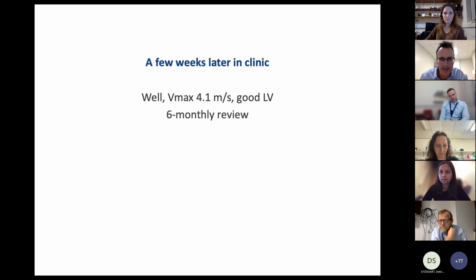And then a few weeks later, she was well in clinic. Peak velocity, just as she's lost some of that increased cardiac output, had gone down slightly. It was 4.1 meters per second. LV function looked good, and she was doing very well. And that's the latest I know about her. I think she's now on a kind of 6-monthly review.